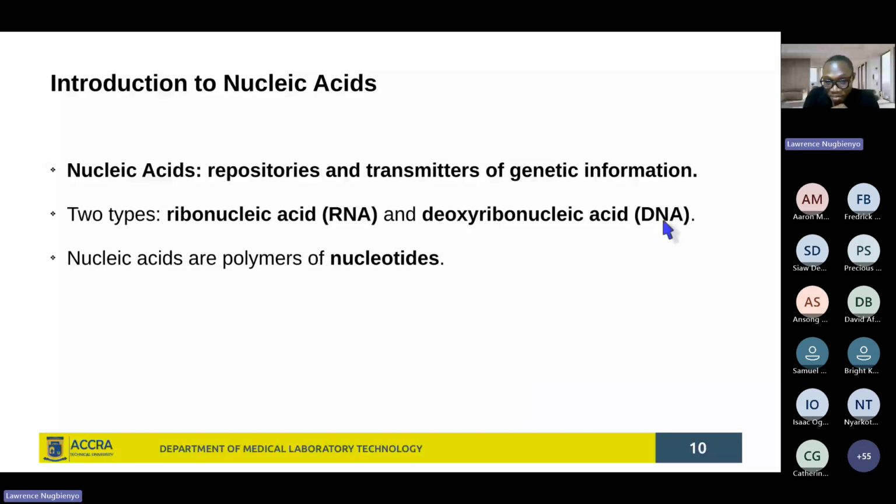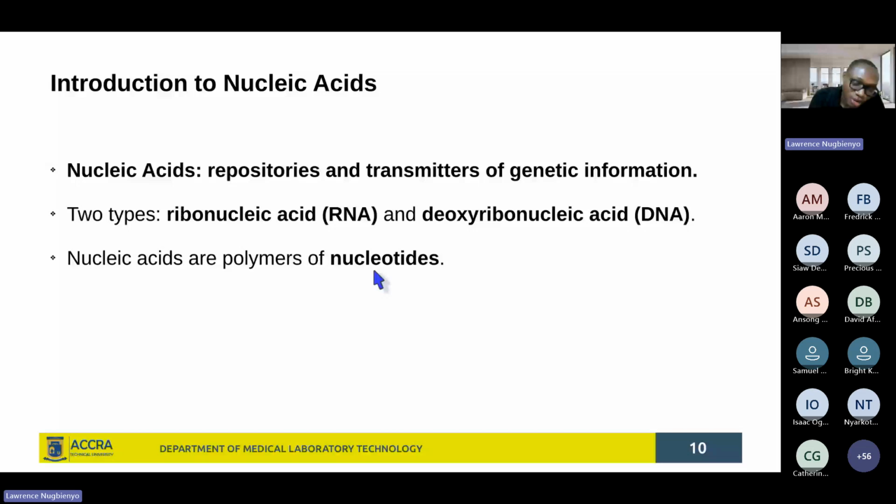Let's go a step further down. What are these nucleic acids made up of? These nucleic acids are made up of what we refer to as nucleotides. So you can see the trend. It's the same way as we say that proteins are made up of amino acids, the same way we say nucleic acids are made up of nucleotides.